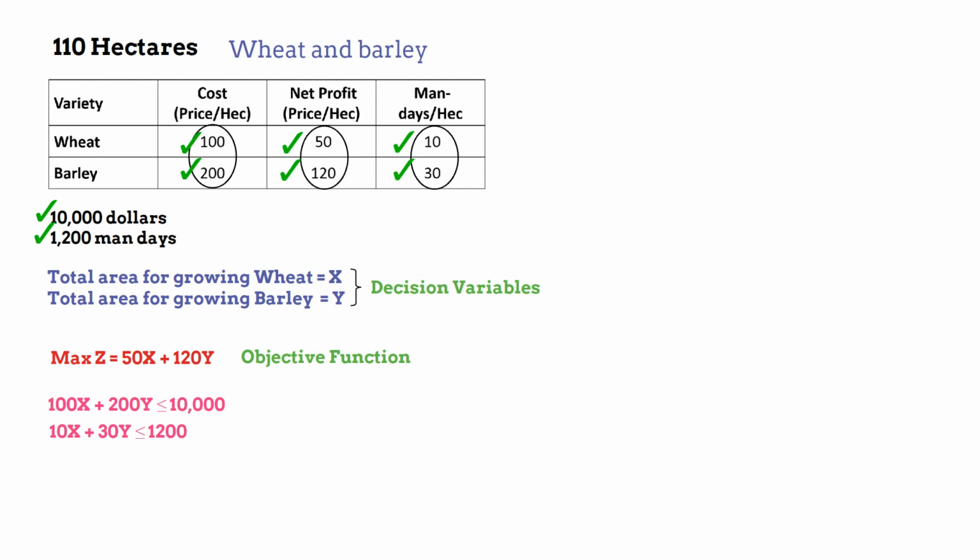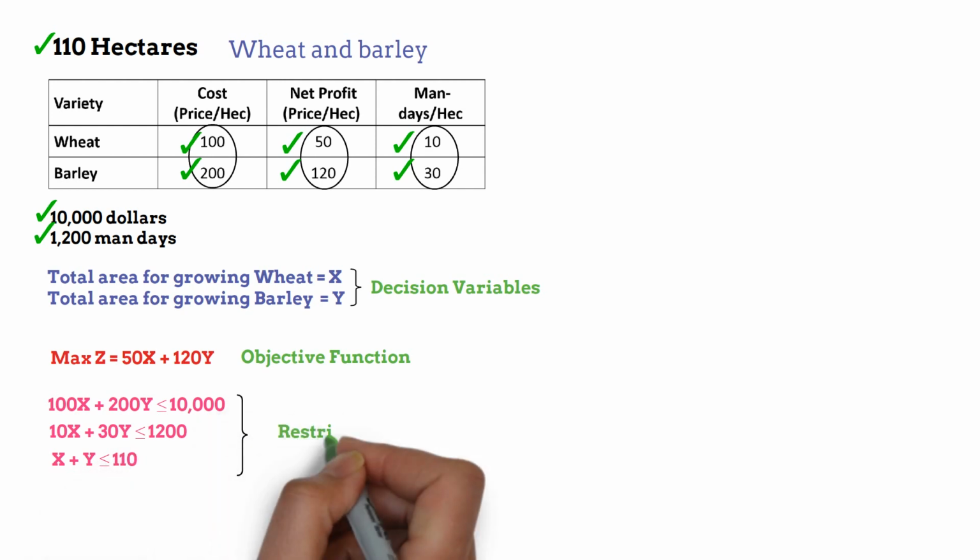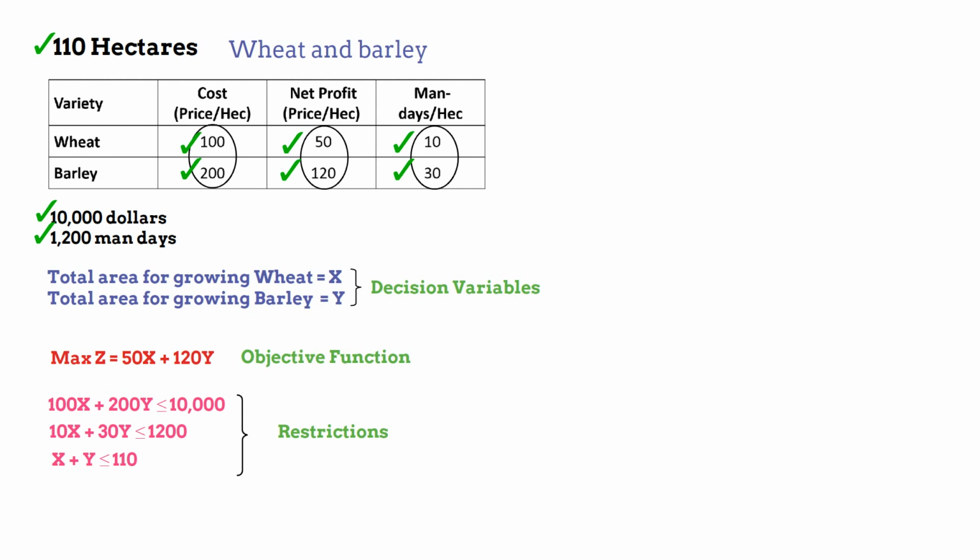The third constraint is the total available area, which is 110 hectares. So the equation becomes the sum of x and y should be equal to or less than 110. These are all called restrictions. For all linear programs, the decision variables should always take non-negative values, which means the values for decision variables should be greater than or equal to 0. Meaning, the values of x and y will be greater than or equal to 0. This is called the non-negativity restriction.